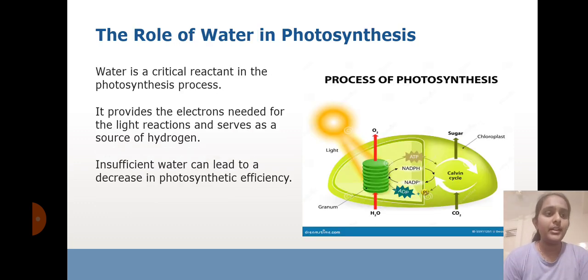The role of water in photosynthesis. In this slide, we are going to study the important role of water in the photosynthesis. Water is a critical reactant in the photosynthesis process. It provides the electrons needed for the light reaction and serves as a source of hydrogen. Insufficient water can lead to decrease in photosynthetic efficiency. This can cause problems in photosynthesis.